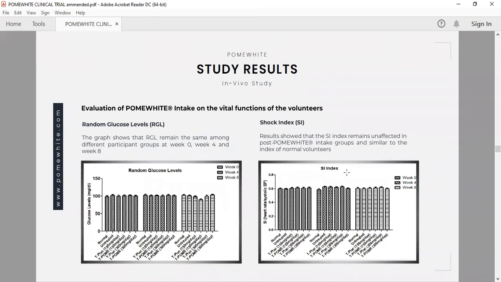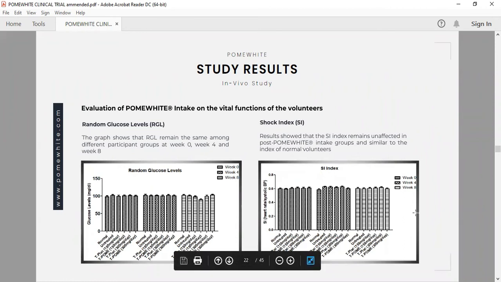Then the very important thing is the SI index, known as the shock index. The shock index is basically the ratio of our pulse rate to our systolic blood pressure, and this ratio should fall in a very tight range from 0.5 to 0.7. If your SI index is from 0.5 to 0.7, this means your heart is going well and doing perfectly fine. And if your SI index is more than 0.7, obviously there is something to worry about. So here the SI indexes also fall in the ideal levels during the course of the study, meaning during the 8 weeks of the study.